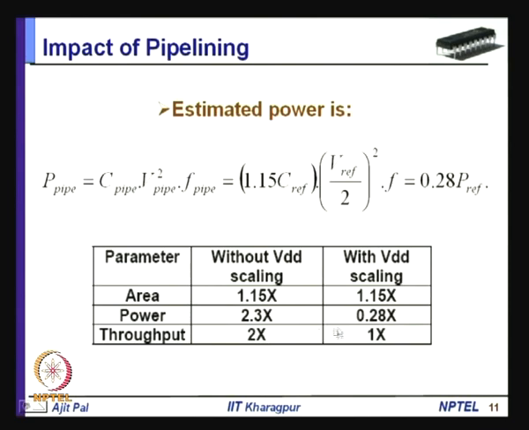So, instead of that, if we are doing pipelining for low power, we find that there is an increase in area, that means we are trading area for lower power. So, lower power is 0.28x and throughput is remaining same. This is how you can achieve pipelining for low power without compromising performance, but you will require a little more area, as we have seen.